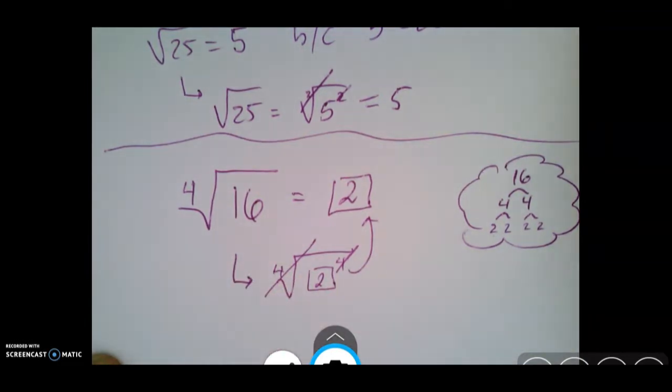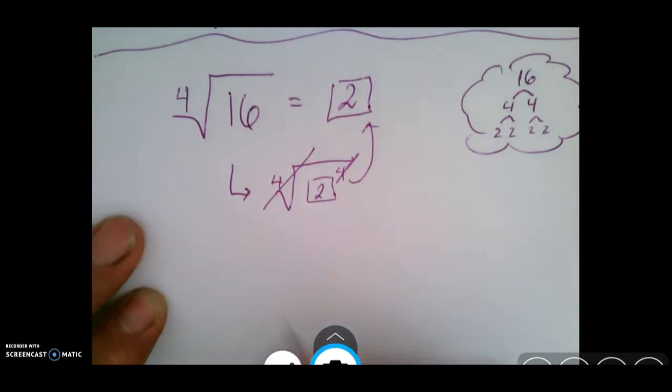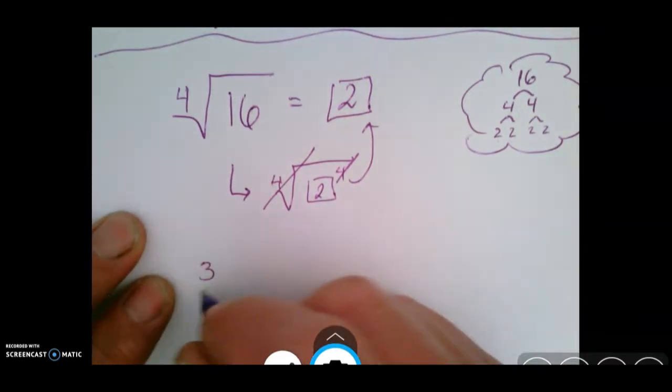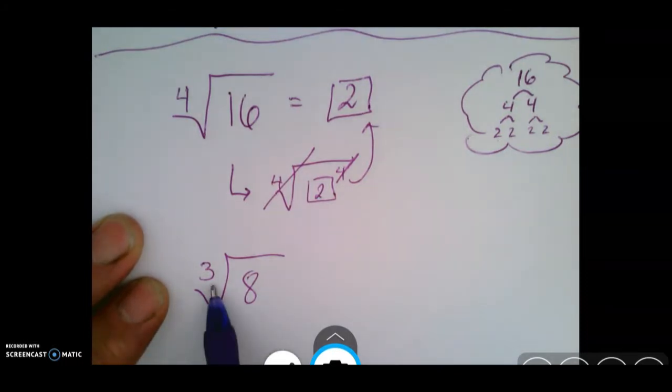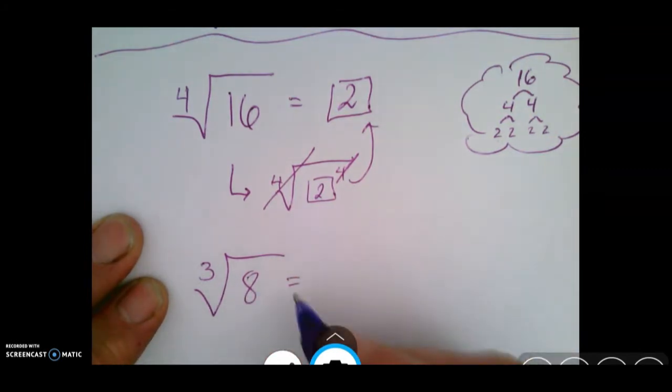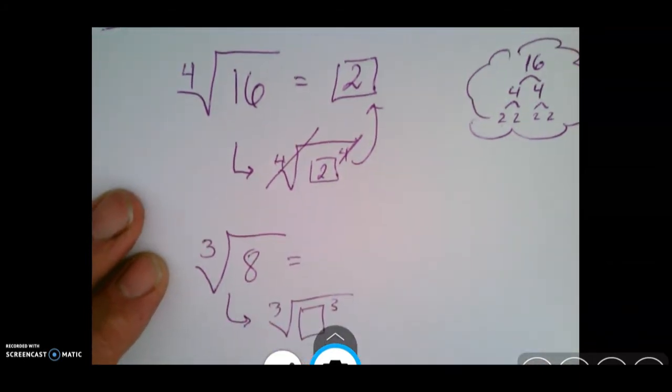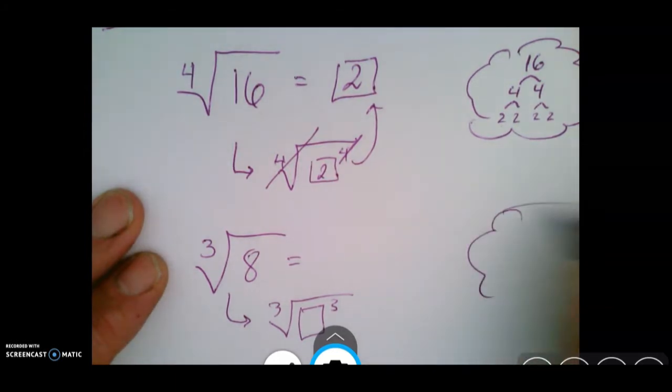That might be a little bit confusing with all the 4's in there, so let's try it again. Let's do the third root of 8. Now your first thought is, well, 3 doesn't divide into 8, but we're not dividing. Again, we're looking for what number cubed is 8. So this is the cube root. So we want to write 8 as something cubed. That's the goal.